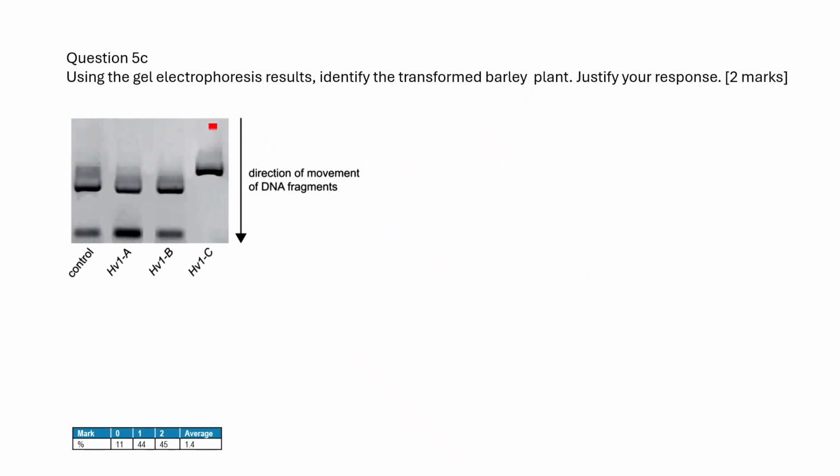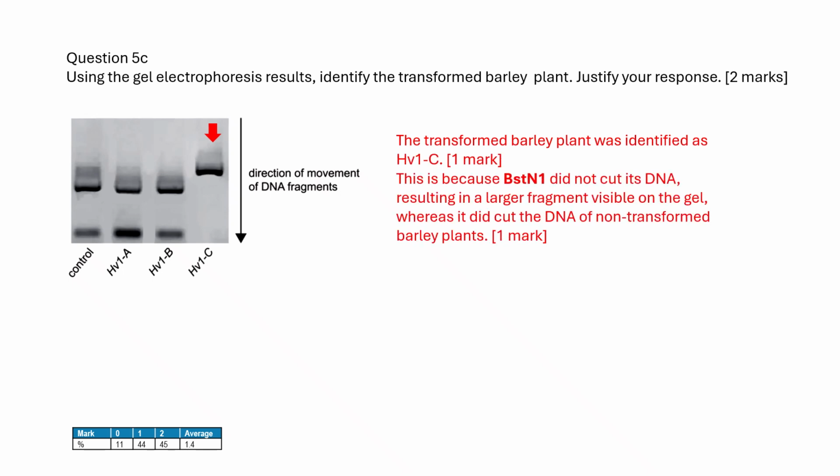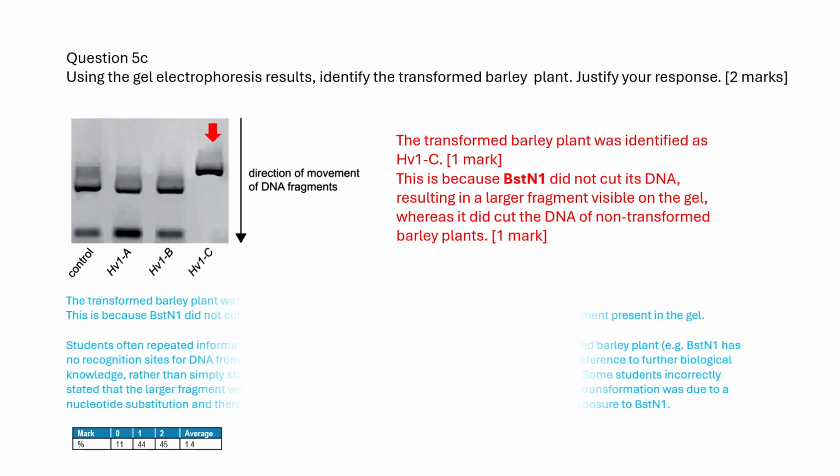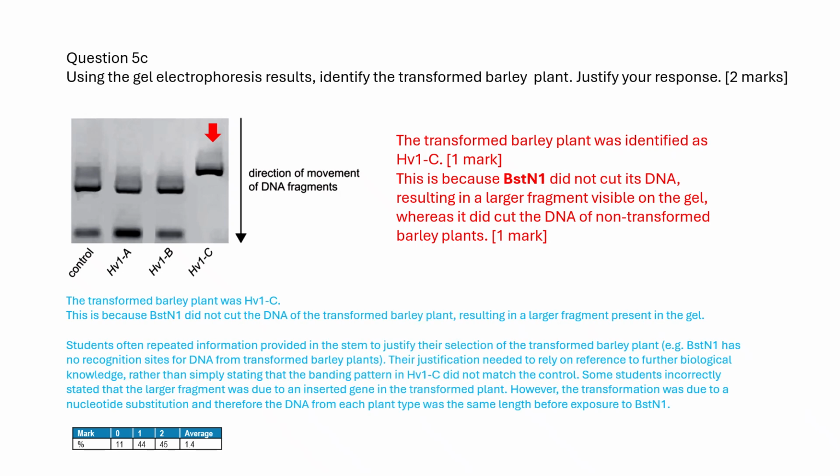The transformed barley plant was identified as HV1c. This is because BstN1 did not cut its DNA, resulting in a larger fragment visible on the gel, whereas it did cut the DNA of non-transformed barley plants.